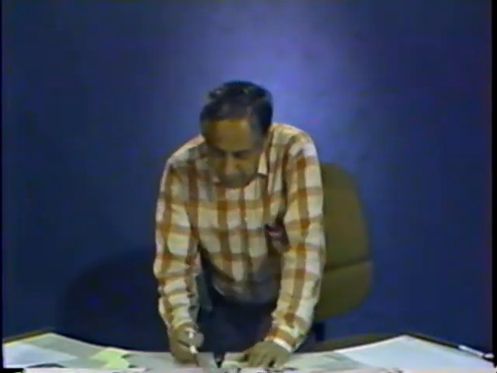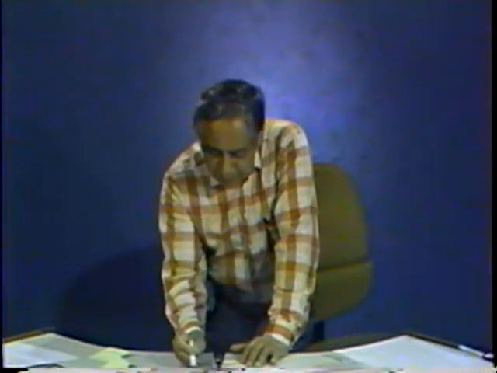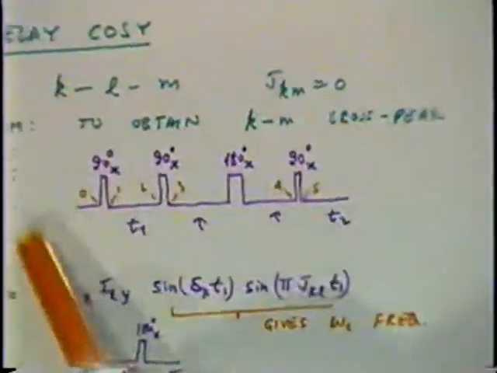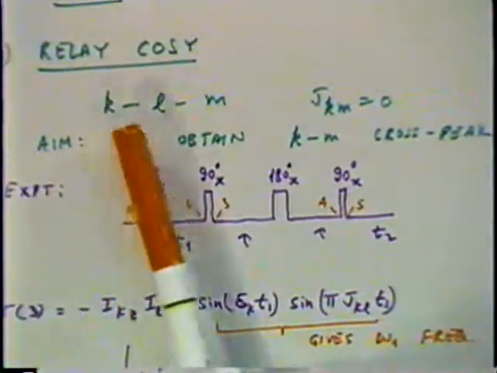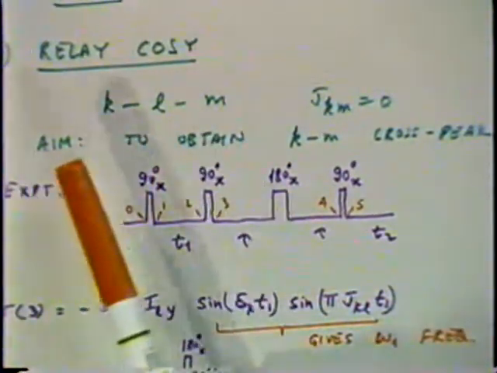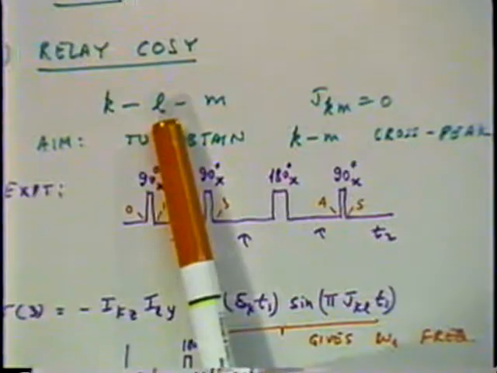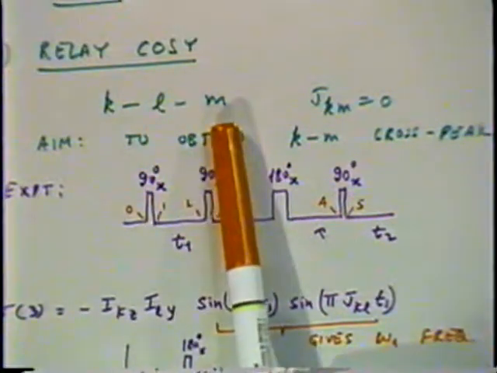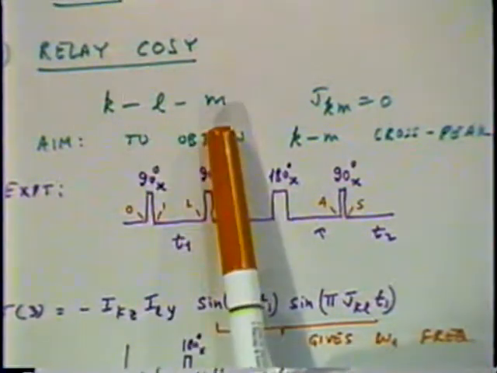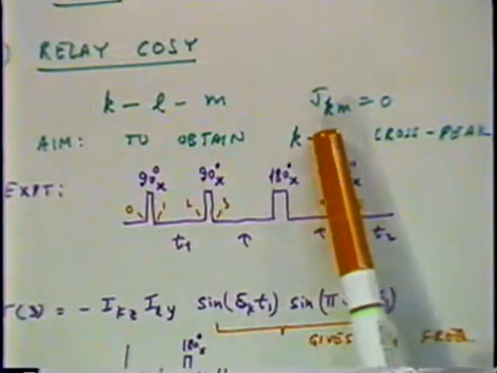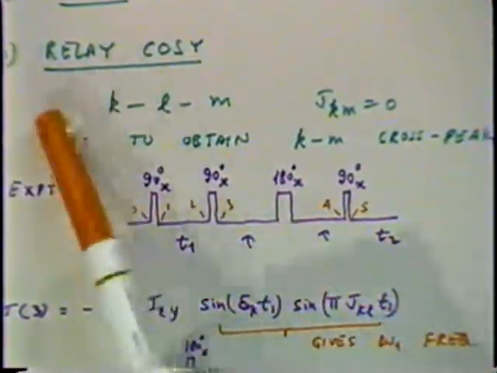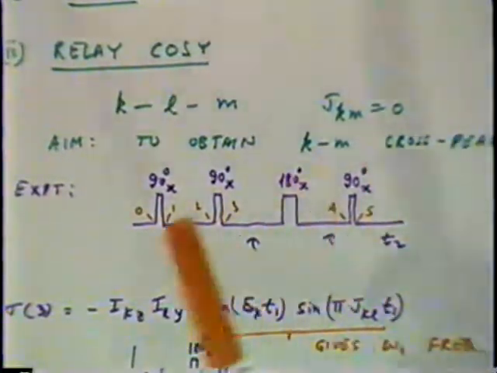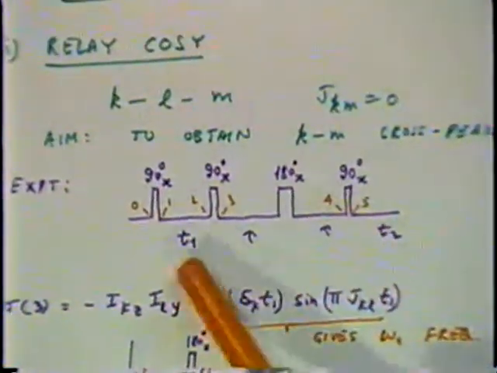Okay. We are now going to calculate the result of this relay experiment. And the relay experiment is one in which we have K, L, and M spins, in which K and L are coupled to each other, L and M are coupled to each other, but K is not coupled directly to M. In other words, JKM is equal to 0. And in the relay experiment, we finally get a cross peak from K to M. And this is how it works.